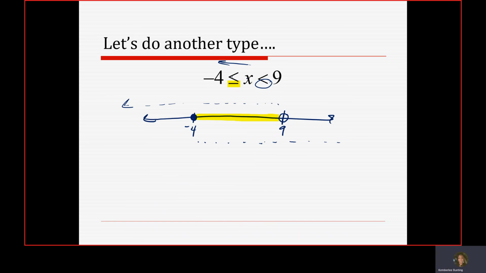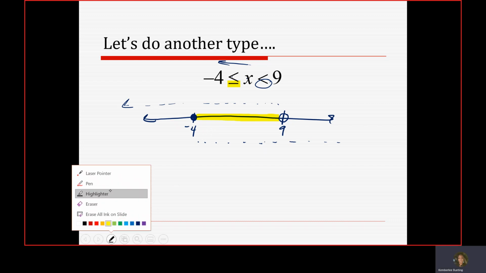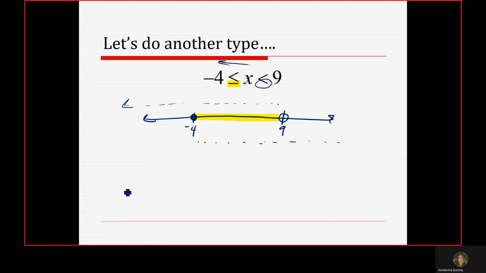Remember, it goes from the smallest number to the biggest number, right? What's the smallest number? Say it louder. -4. -4 is the smallest number in this situation, right? What is the biggest number in this situation? 9. All right. We're almost done with our interval.